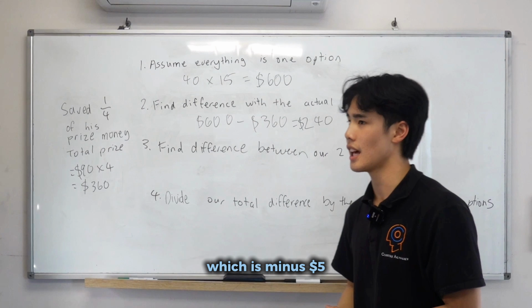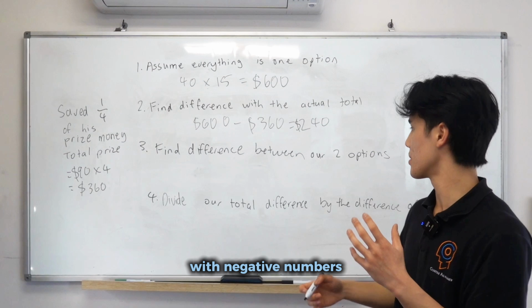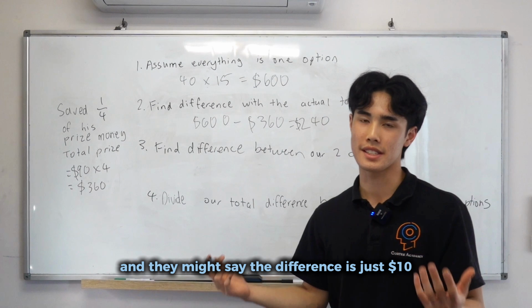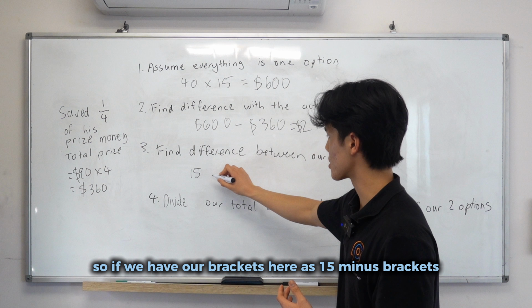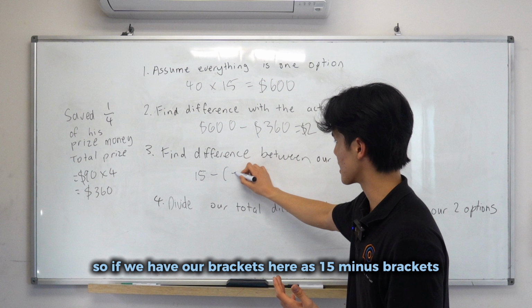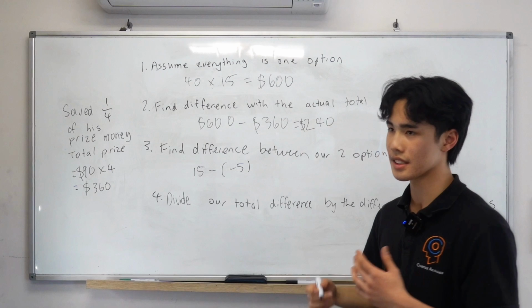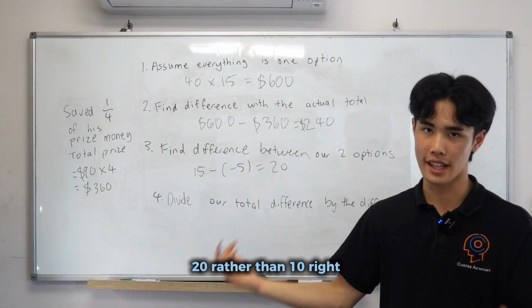Now, a lot of students here will make a mistake with negative numbers, and they might say the difference is just 10, but we need to remember, we need to treat it as a negative number, right? So if we have our brackets here as 15 minus brackets negative 5, that makes our difference between these 2 numbers $20 rather than 10, right?